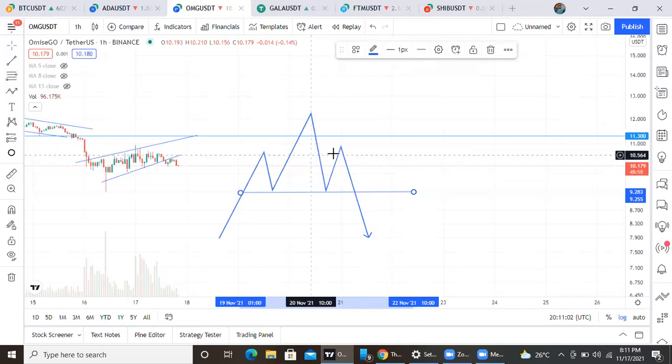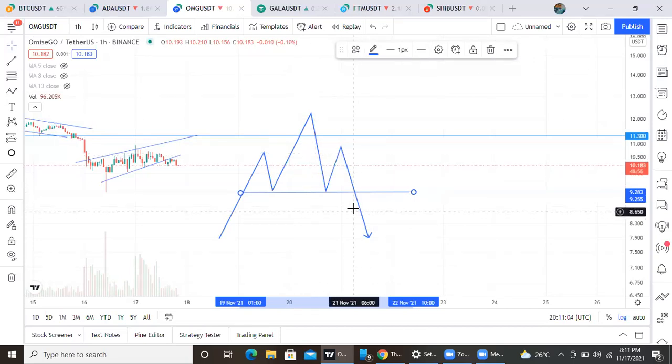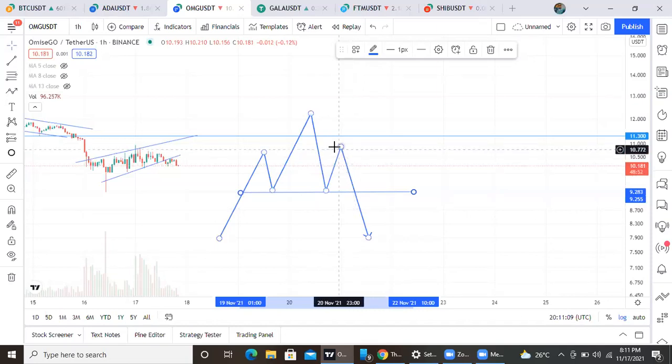Now, when it comes to this pattern, there is no basic way I can tell you that you can get an entry before the neckline break. Rather, if you can identify any other pattern before the neckline breaks, because there can still be a pattern formed within this structure.